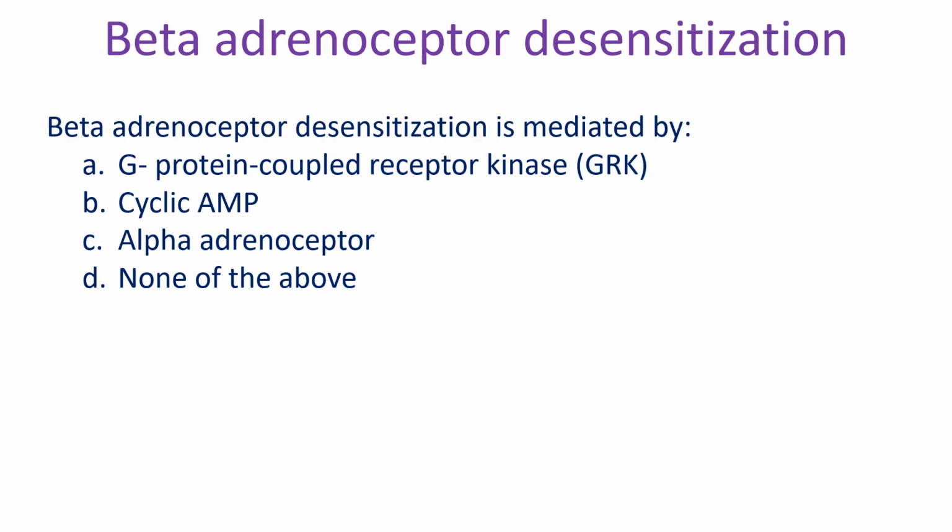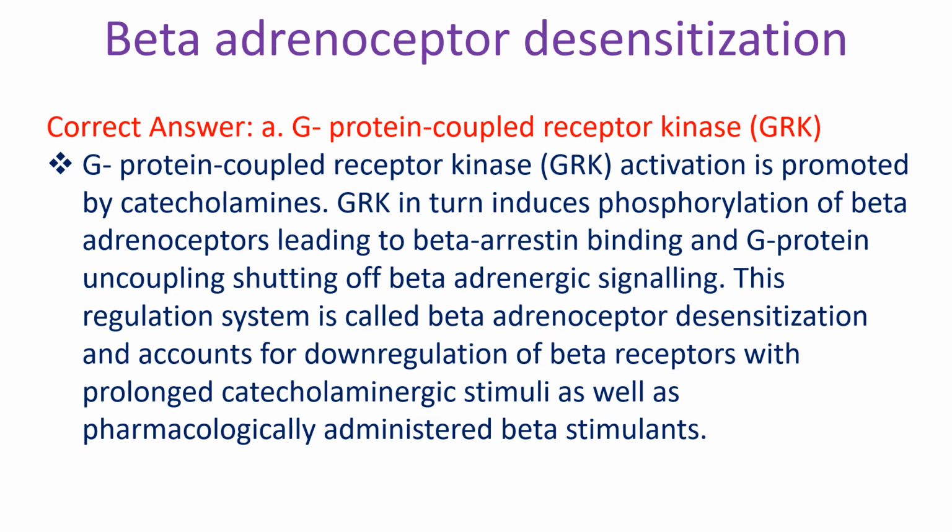Beta adrenoceptor desensitization is mediated by A. G protein coupled receptor kinase, B. Cyclic AMP, C. Alpha adrenoceptor, D. None of the above. Correct answer A. G protein coupled receptor kinase.